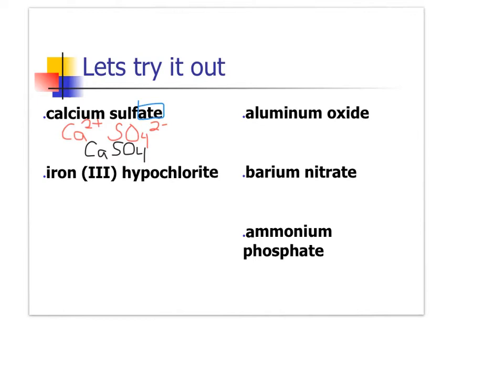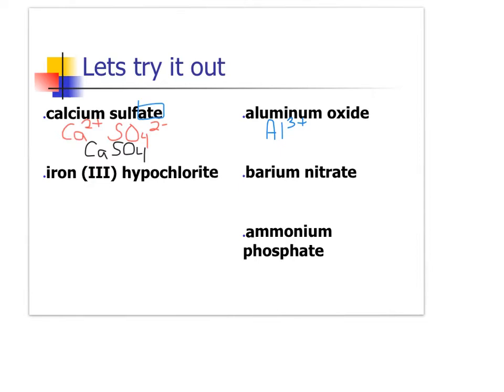The next example, aluminum oxide. Seen it already, but let's work our way through it. We can see that aluminum on our periodic table has a positive 3 charge, or we can know the fact that it's in group 13. Group 13 forms a positive 3 charge. They're all metals for the most part, except for boron, which is a metalloid.